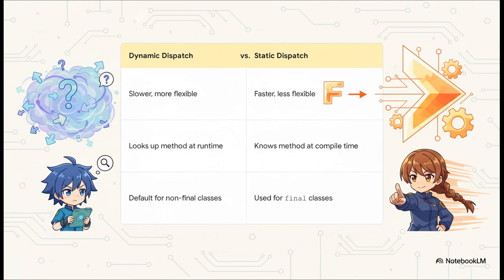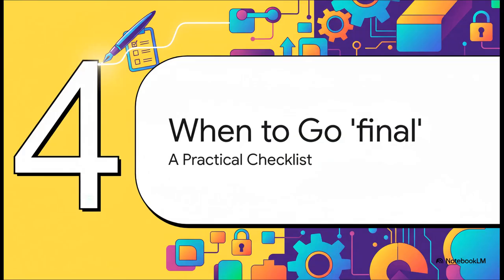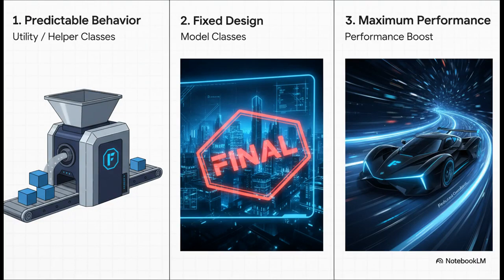Okay, so with all those benefits in mind, the big question is, when should you actually reach for the final keyword? Now, the goal isn't to make every single class final, it's about being thoughtful and intentional. So let's put together a quick practical checklist. You want to use final with purpose. Think about classes that need to have absolutely predictable behavior. Those simple utility or helper classes that just do one thing and do it well. Perfect candidates. It's also fantastic for your model classes, where the logic really shouldn't change.